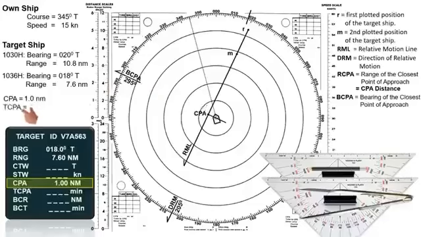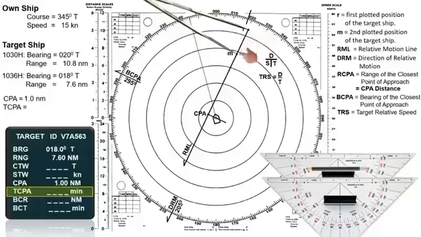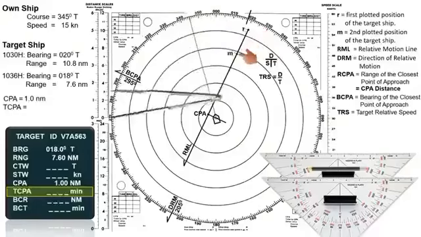Next, let's determine the time of the closest point of approach, TCPA. But before doing so, we need to calculate first the target's relative speed. The formula is, speed is equal to distance divided by time. The distance is from R to M. In this case, the distance from R to M is 3.1 nautical miles. For the time, it is the steaming time from R to M, in which the elapsed time is 6 minutes.